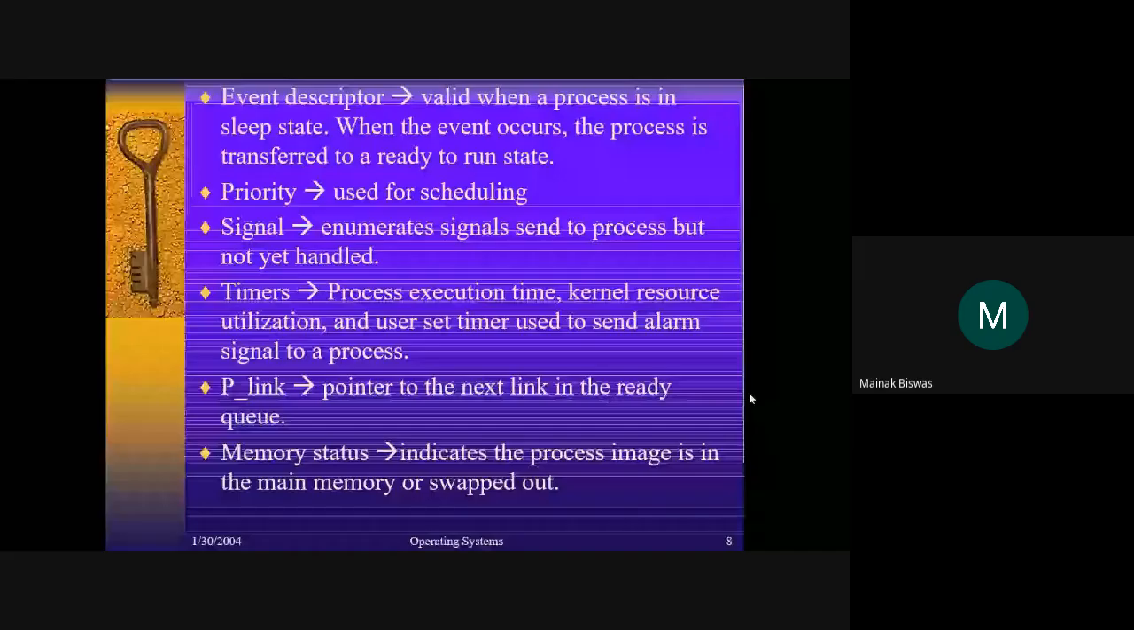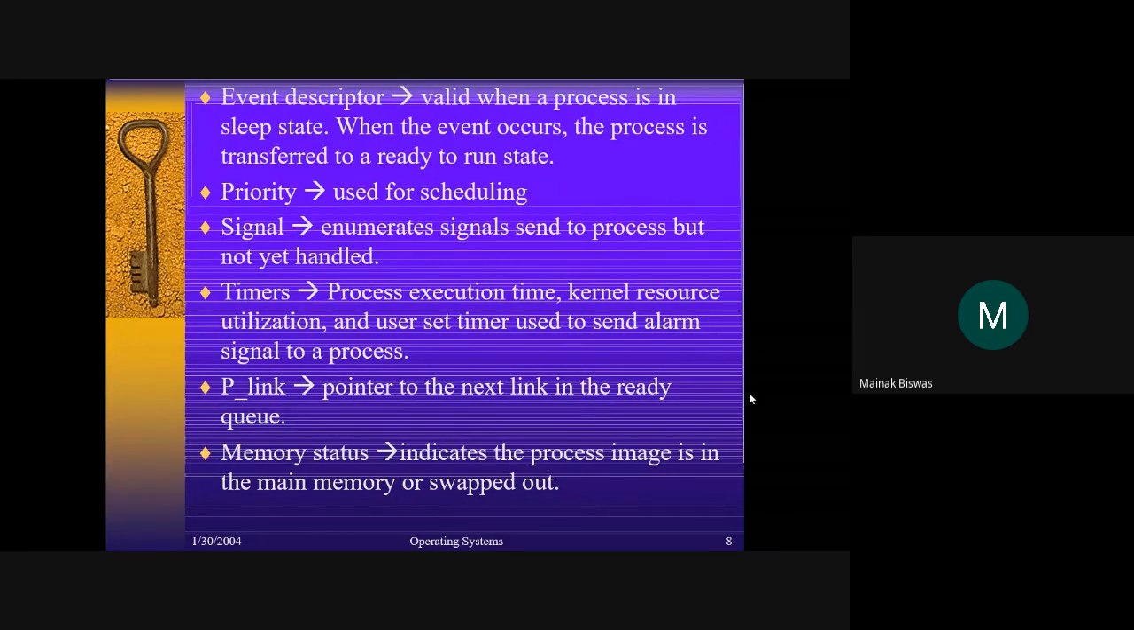Process image is in the main memory or swapped out. Memory status means where in the memory the process image lies, or whether it is swapped out, that is, in the hard disk or not. There are certain valid and invalid bits. If it is in the memory, you can call it valid. If it's not in the memory and is in the hard disk, we may call it invalid. So that's why the valid-invalid bit concept comes in.